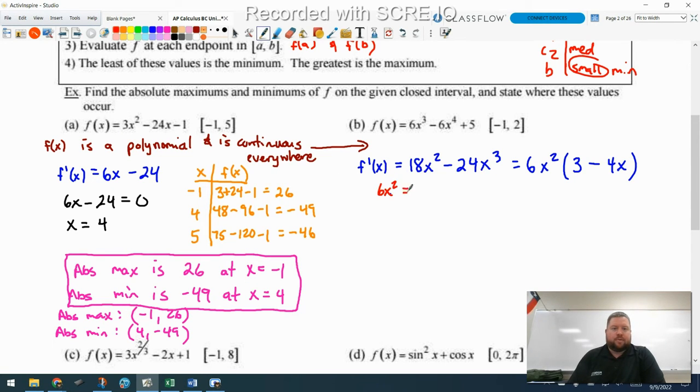Really, we have two different ones. We have 6x squared is equal to 0, and we have 3 minus 4x is equal to 0. So I get x equals 0 from this one. And let's see, subtract 3, divide by negative 4. So x equals 3/4. Yeah, I think we're good with that. All right, so we have our critical point, so let's make our table.